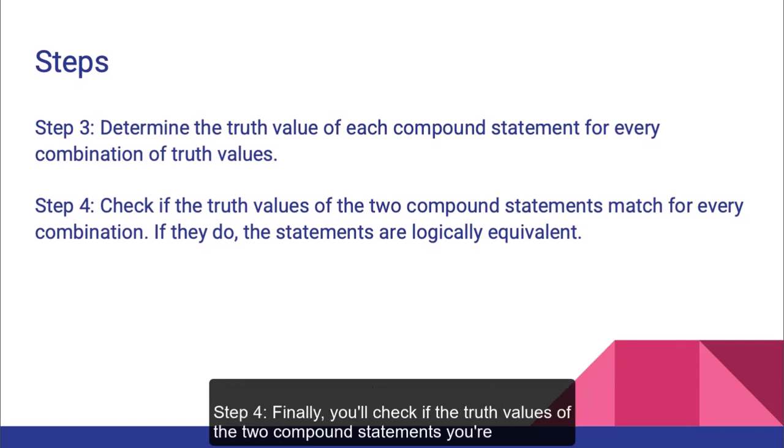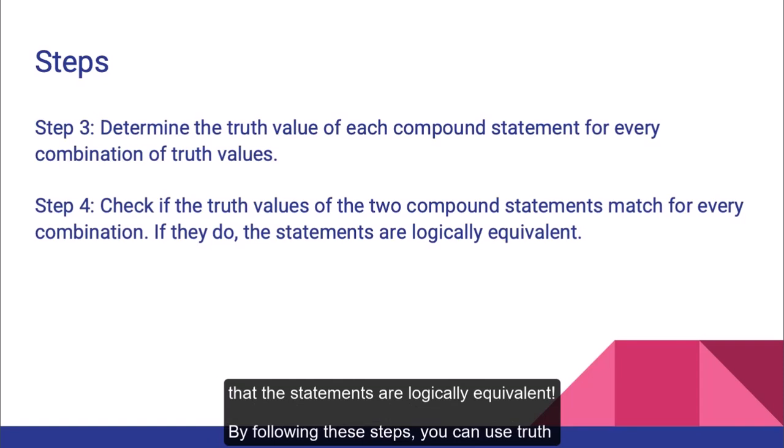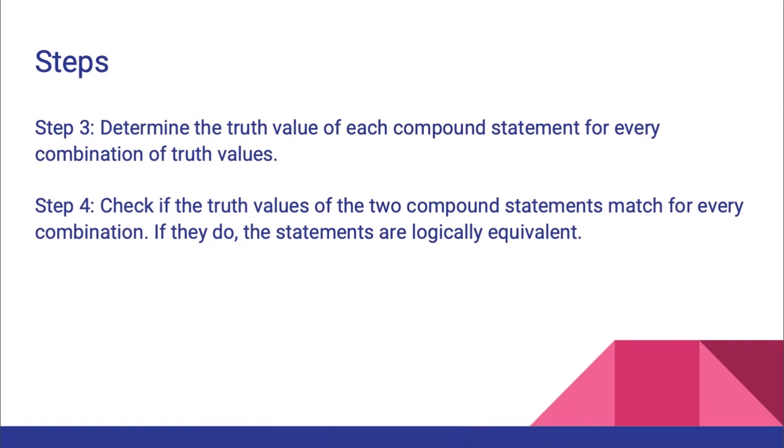Step 4. Finally, you'll check if the truth values of the two compound statements you're comparing match for every possible combination of basic statement truth values. If they do, congratulations, you've established that the statements are logically equivalent. By following these steps, you can use truth tables to systematically analyze and compare complex logical statements, making it much easier to understand their underlying structure and relationship.